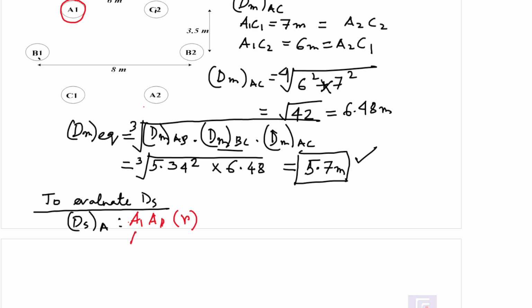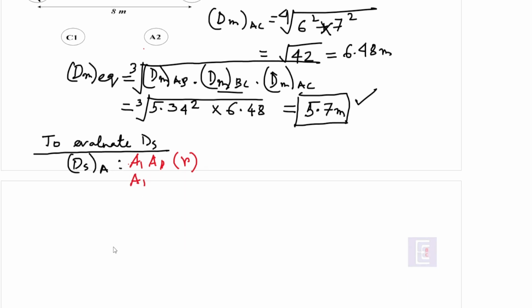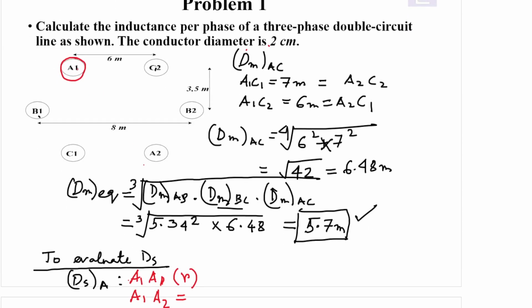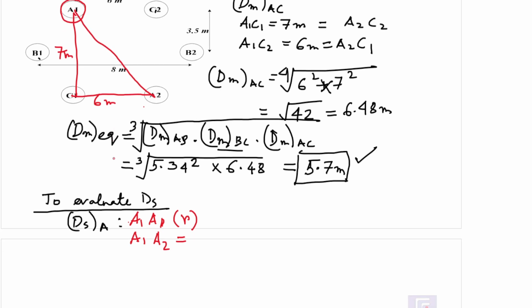Second, we have A1 to A2. What is A1 to A2? A1 to A2 is basically this distance. This is 7 meter, this is 6 meter. So A1 to A2 is basically the square root of 6 squared plus 7 squared, which is equal to, I think, 9.22 meter.